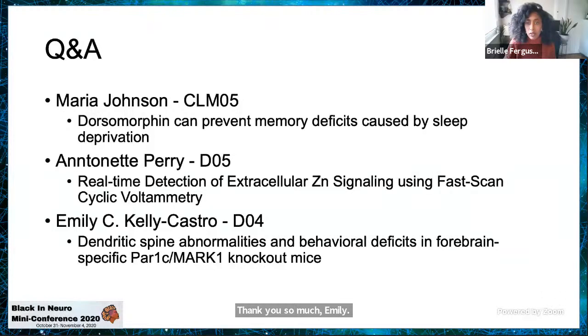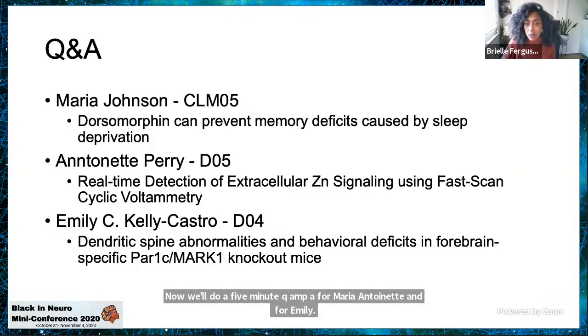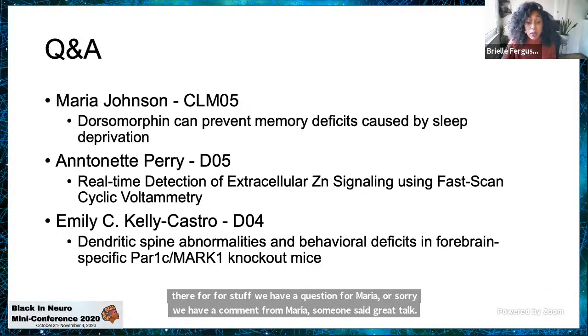First up, we have a comment for Maria. Someone said, great talk. We have another comment for Maria, someone also commending you on a great talk. And then they asked, I might have missed this, but did you deliver the drug into the brain globally or into a specific part of the brain? Why did you choose to perform the object recognition task? And do you think the drug is acting on the hippocampus? So a three-part question.